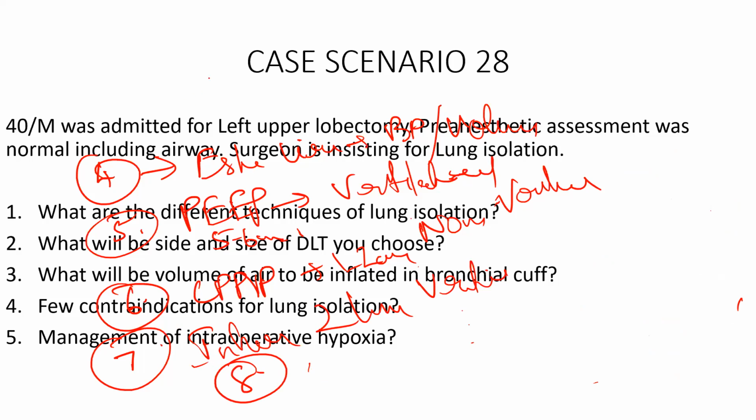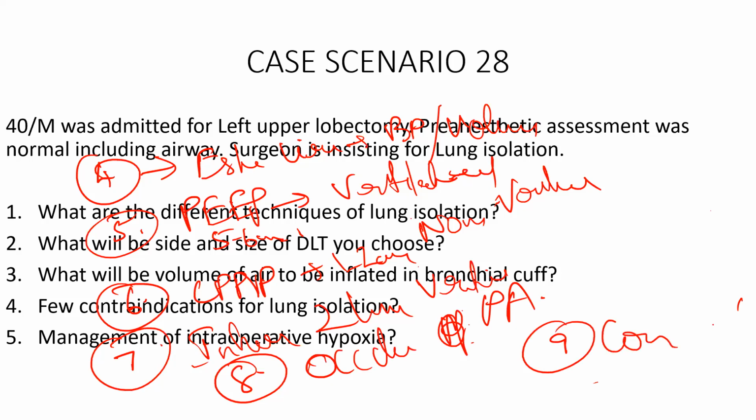Recruitment maneuver. Now, the recruitment maneuver you've already done. PEEP and CPAP are the recruitment maneuvers. Now definitive: oxygen insufflation of the surgical lung, occlusion of the pulmonary vessel, the major pulmonary artery of that lung. Occlusion of the pulmonary artery which is not being ventilated. Lastly, complete double lung ventilation. So these are the 9 steps you have to follow in a patient who is having intraoperative hypoxemia.